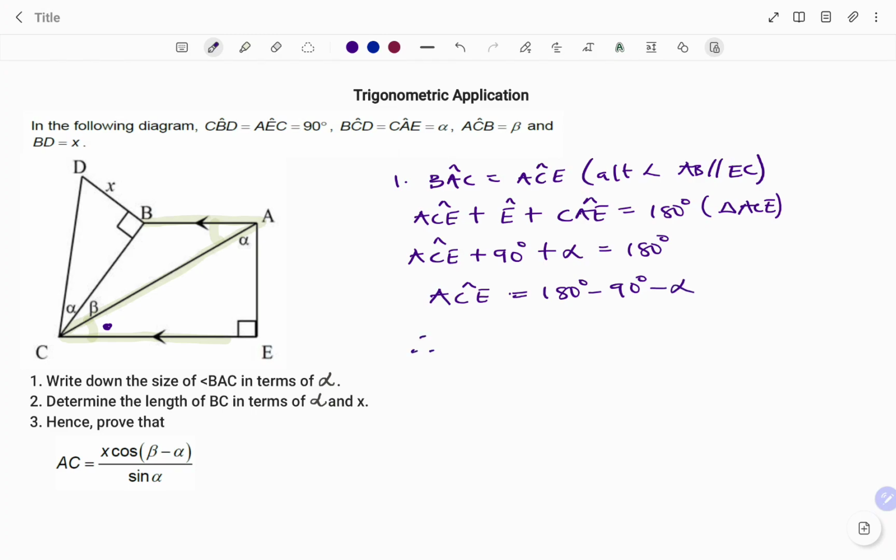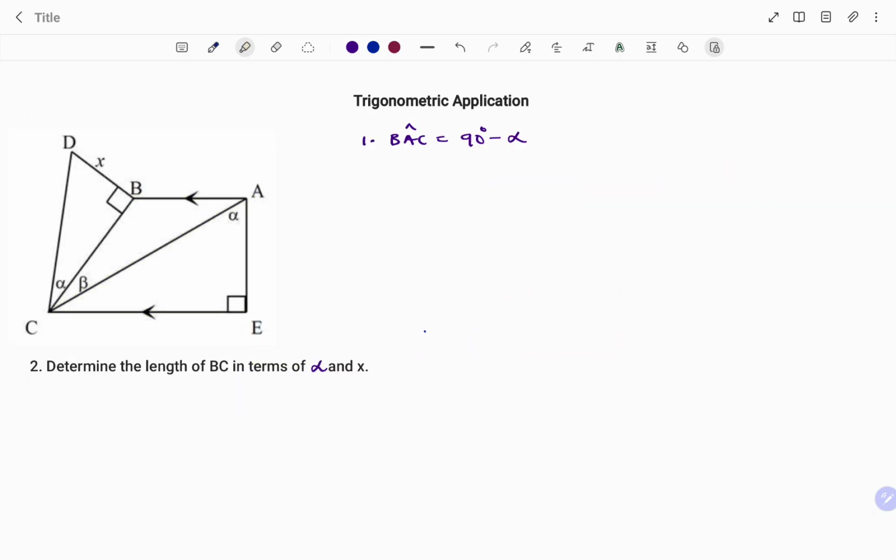Therefore, as shown in the first statement, the angle BAC is also equal to ACE, alternate angle, which is equal to 180 minus 90 minus alpha, which is 90 minus alpha. So we've been able to write the size of angle BAC in terms of alpha. Let's go to the second part of the question.